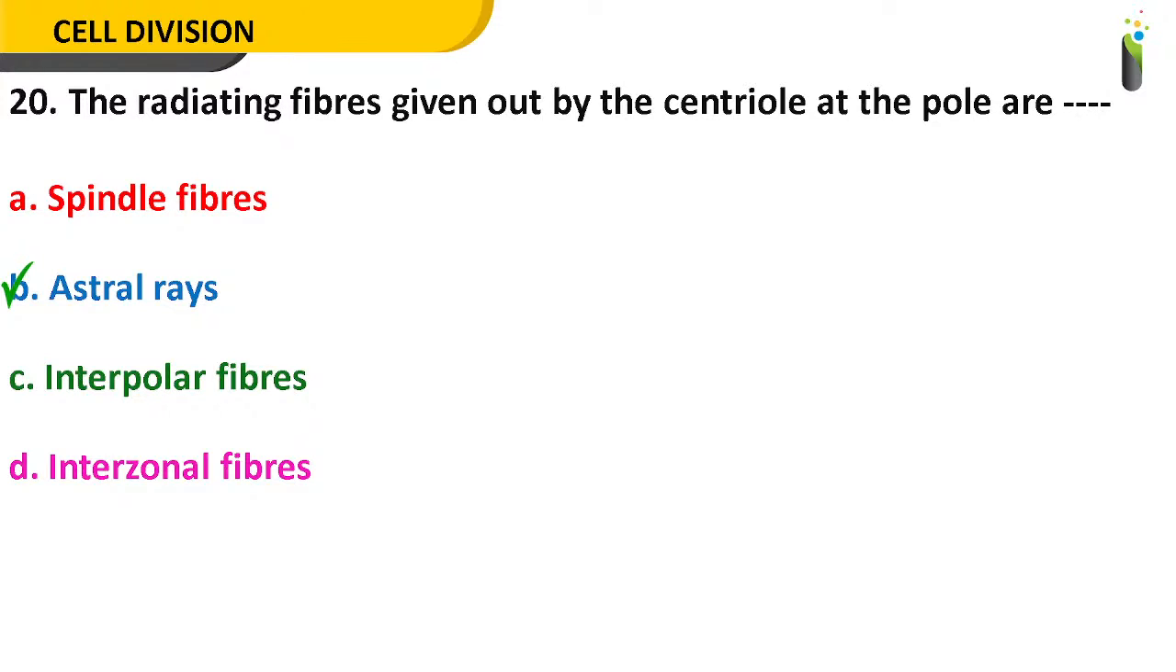Friends, please remember they are called astral rays because they resemble astral bodies which give out light and radiate in different directions. So these fibers are called astral rays or astral fibers, and these are given out towards the periphery of the cell, that is from the centriole towards the cell membrane, whereas the spindle fibers are given out towards the center of the cell. So this is how the astral rays and the spindle fibers are different from each other.